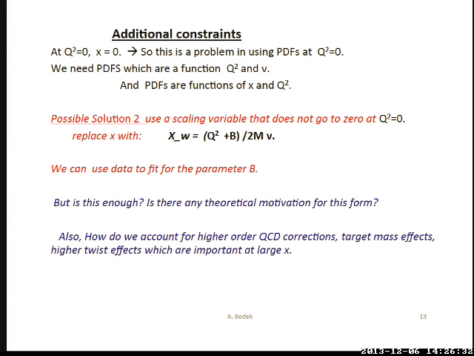And also, okay, so we have those two. We worry about low Q square photoproduction. But what about all the other things we forgot? Higher order QCD corrections, target mass effects, higher twist effects, which are important at large x. So far, we only talked about low x, low Q square. What about large x at low Q square?